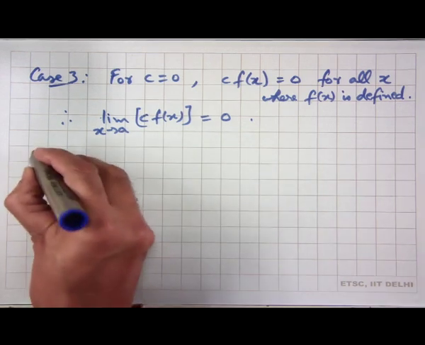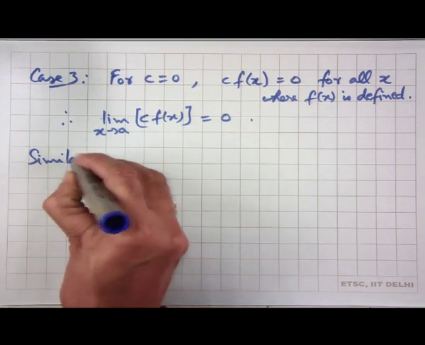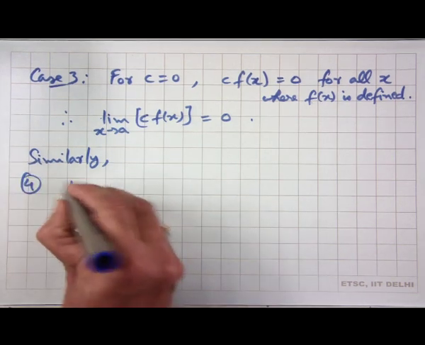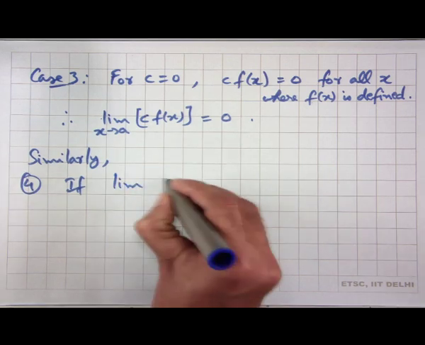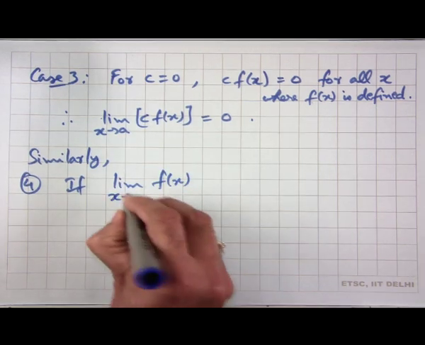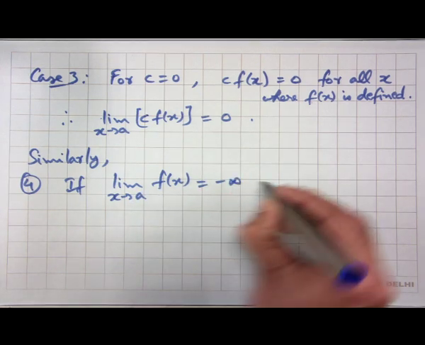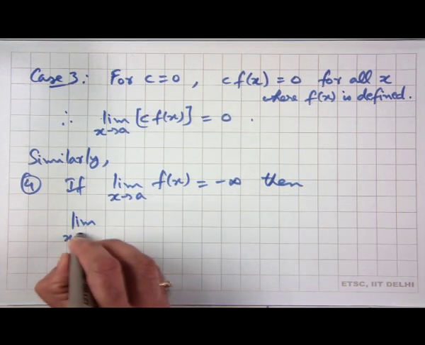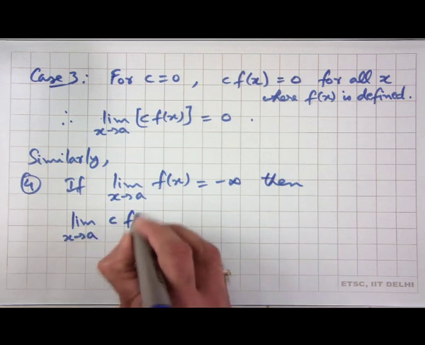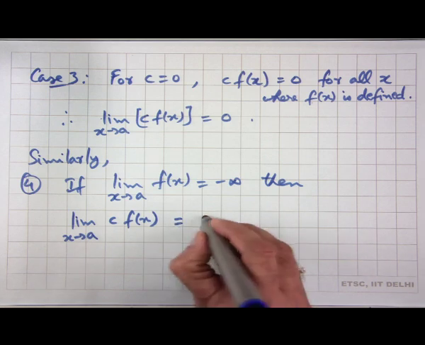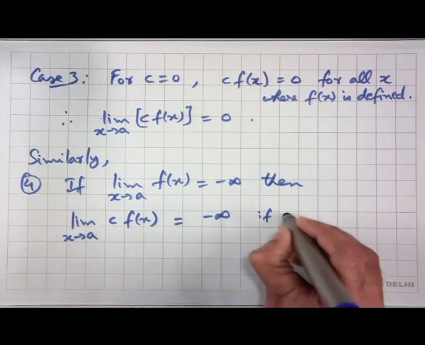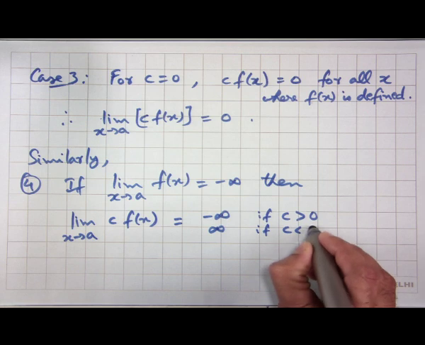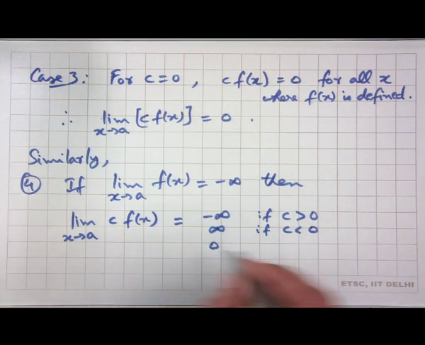Similarly, if limit f x is negative infinity, then the limit of c times f of x, this will be equal to negative infinity if c is positive, this will be positive infinity if c is negative, and 0 if c is 0.